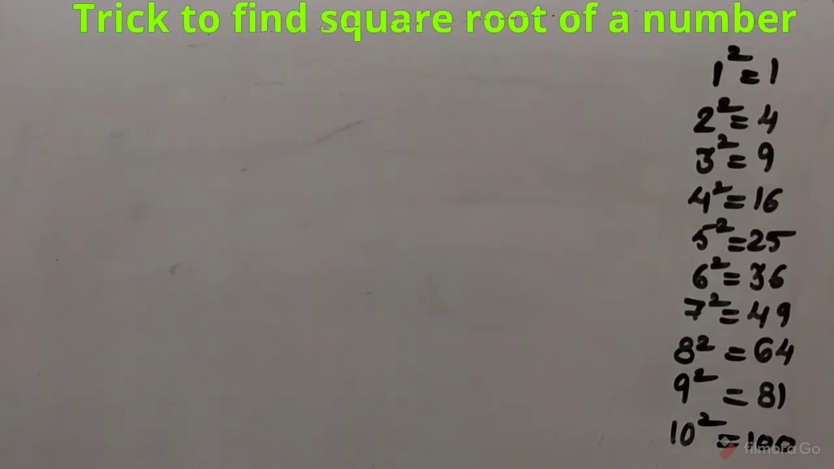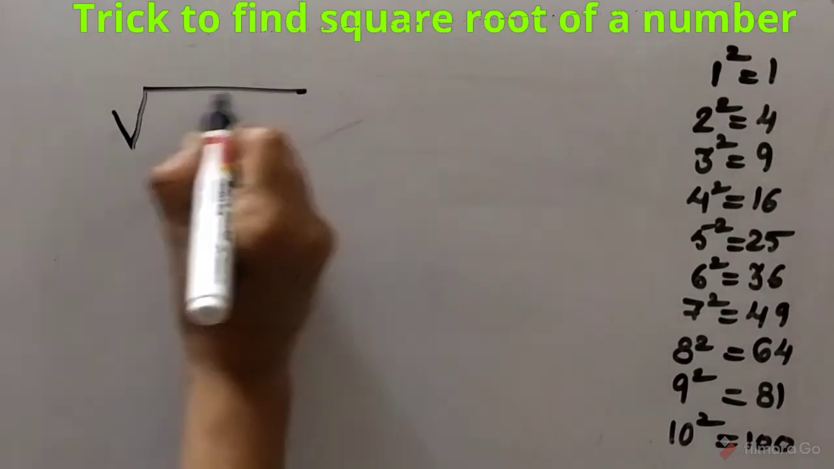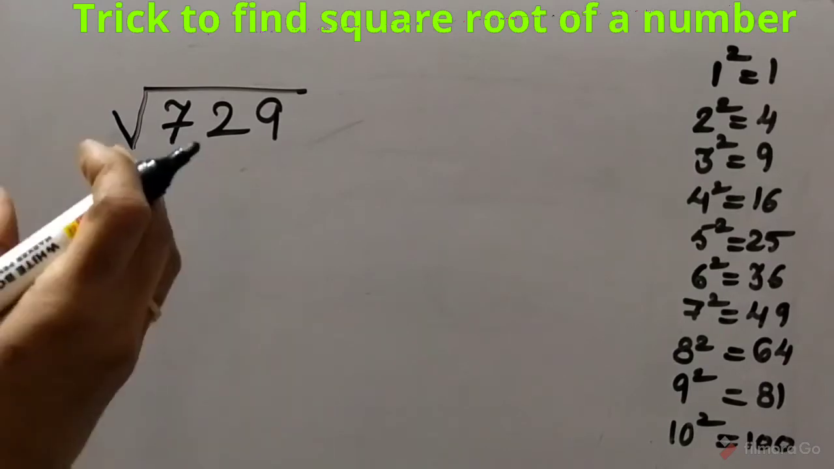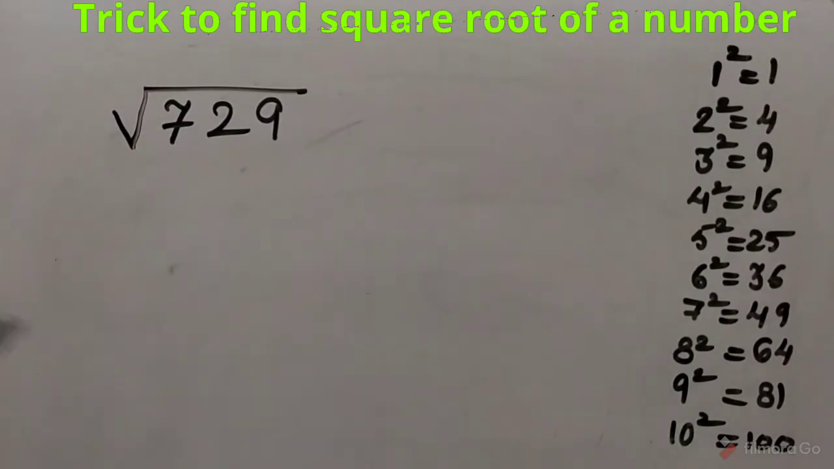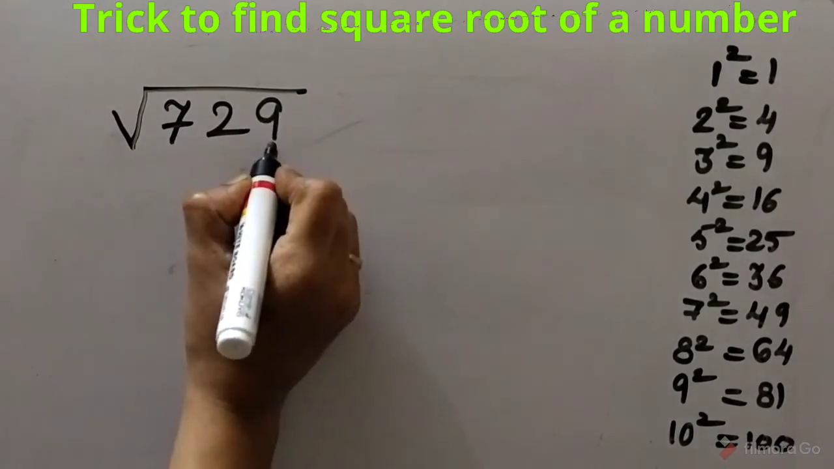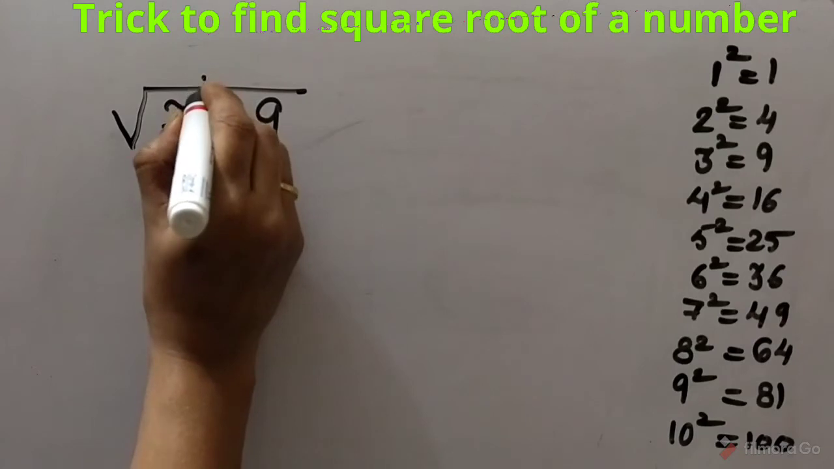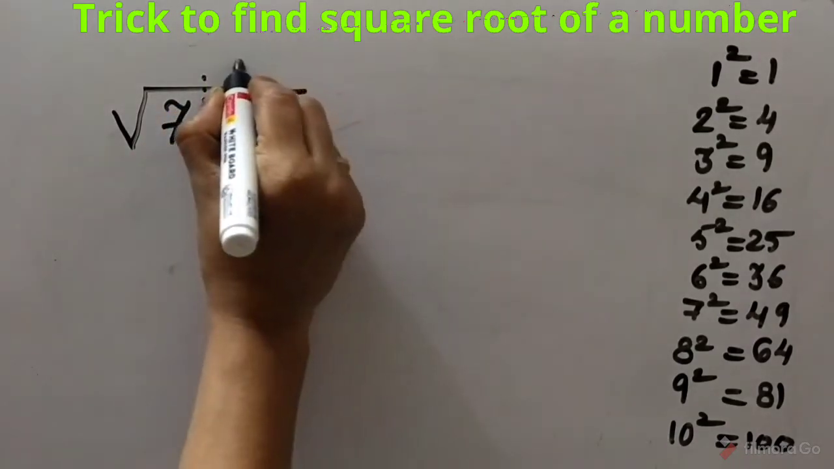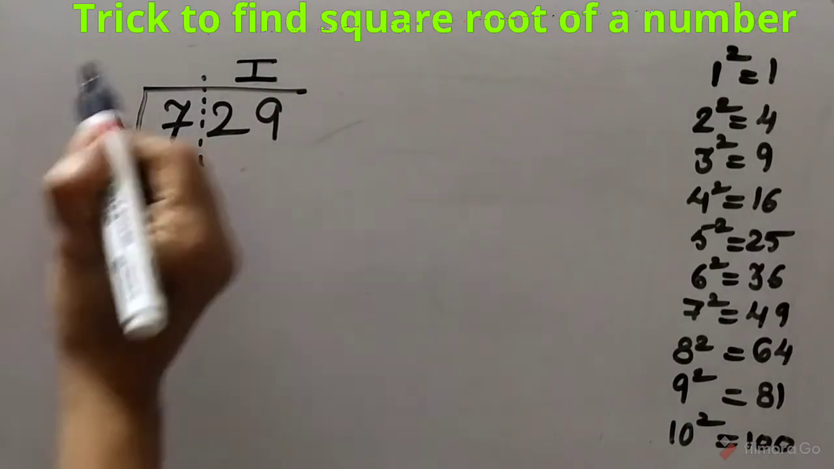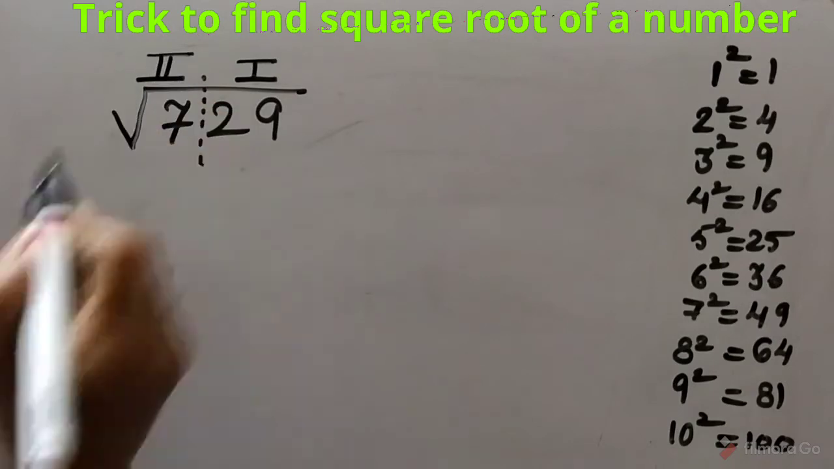Today I am going to teach you a trick to find out the square root of numbers very easily. So let's take one example. Suppose you want to find out the square root of 729. What will be your first step? First, you have to form the groups. To form the groups, you have to start from the units place and just count 2 digits and draw the dotted line. This will be your first group and the remaining digits will come in the second group. So, I will just write down 2 here.